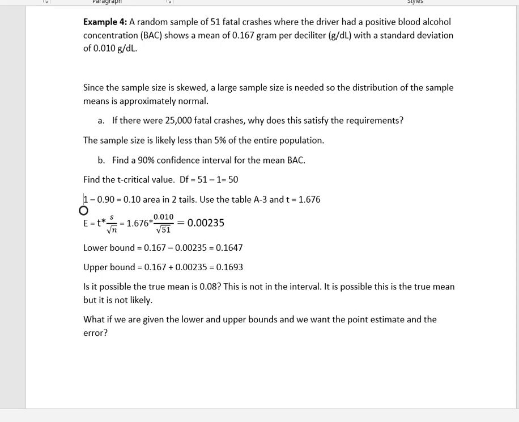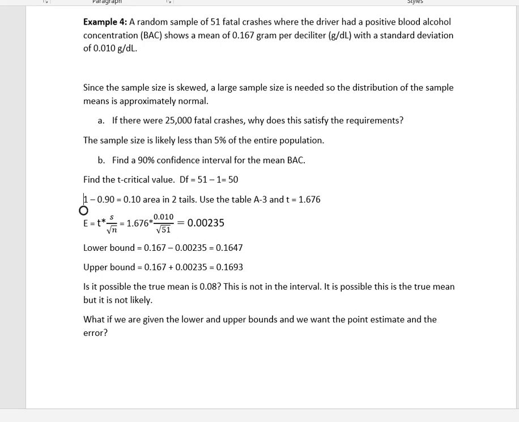So the error is t times s divided by the square root of n. The lower bound is the mean, 0.16, minus the error, and the upper bound is the mean, 0.16, plus the error. Is it possible that the true mean is 0.08? This is not in the interval. It is possible that this is the true mean, but it's not likely.